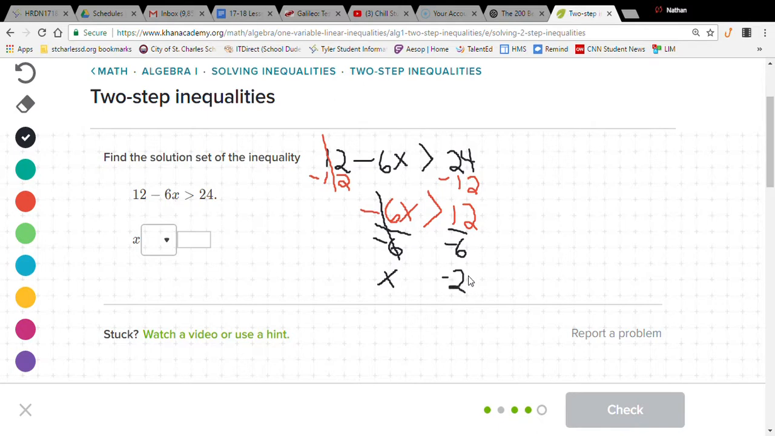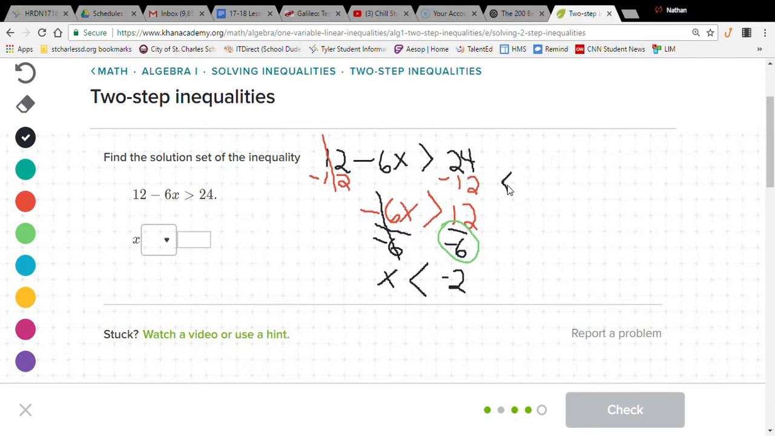You can use a calculator if you need to. Now, on this step here, on the second step, I divided by a negative 6. So I need to flip my inequality symbol. That's the rule. If you divide by a negative, you must flip the symbol. So instead of having x is greater than negative 2, I'm going to have to flip that symbol. Now x is less than negative 2. So that should be your answer.